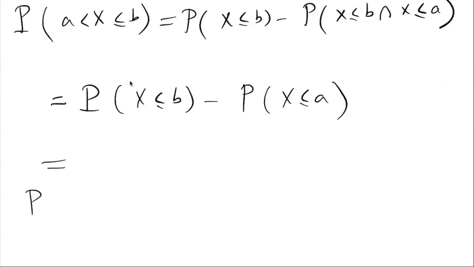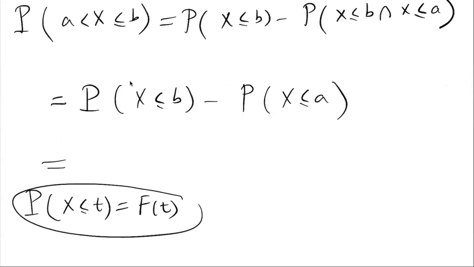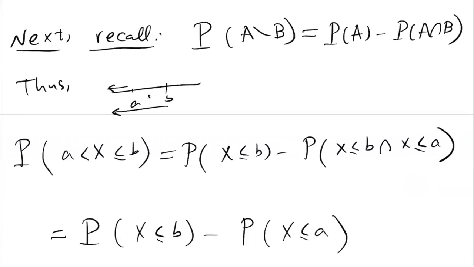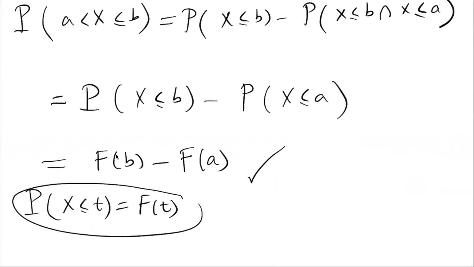And remember that P of probability of X less than or equal to T, we denoted it with capital F of T. So here we have P of X less than or equal to B, which is the same as capital F of B, minus P of X less than or equal to A, which is the same as capital F of A. So we show that P of X bigger than A, less than or equal to B, is the same as capital F of B minus capital F of A.